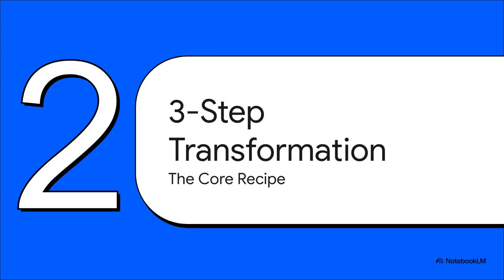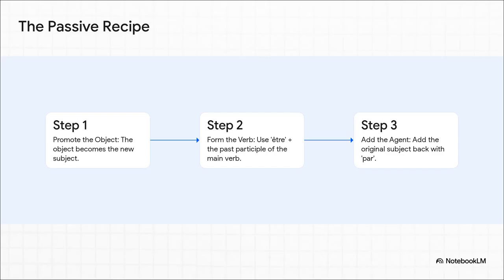Okay, so how do we actually do this? Is it some kind of complicated grammar magic? Nope, it's actually a super simple 3-step recipe that works pretty much every single time. And what's great is that this recipe is so logical. You're not pulling words out of thin air. You're just rearranging the pieces you already have. So let's actually apply these 3 steps to our sentence about the wind and the door.